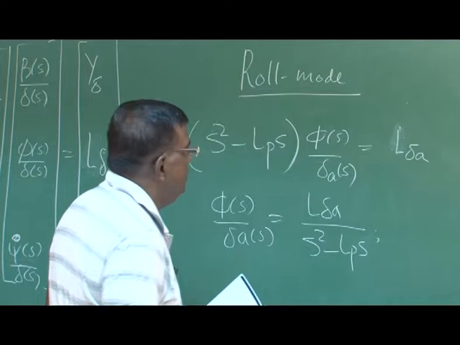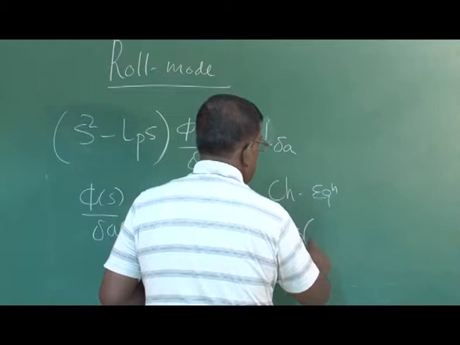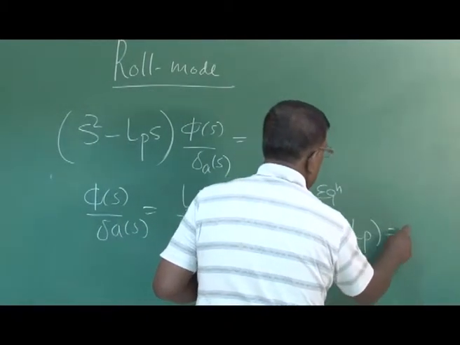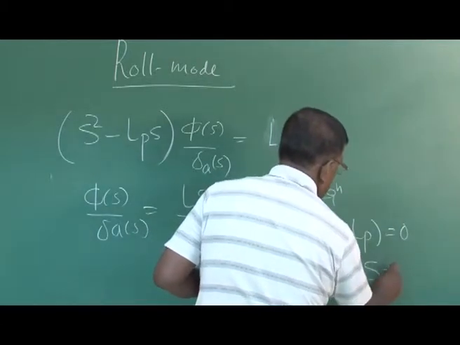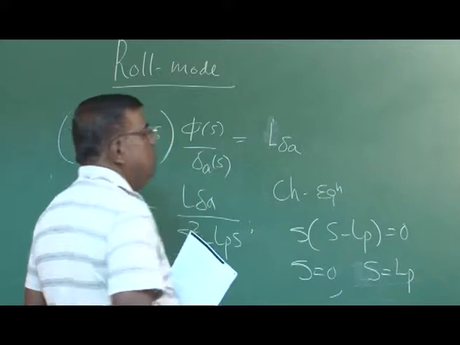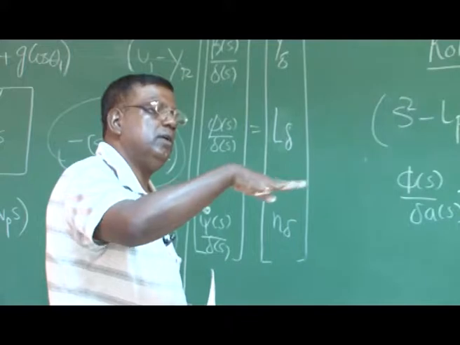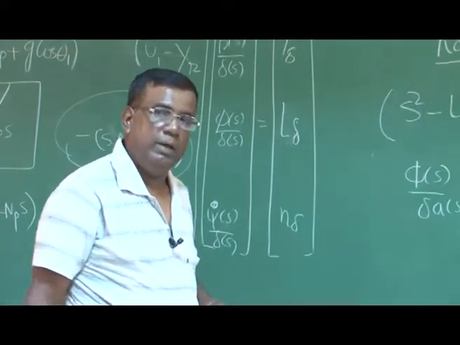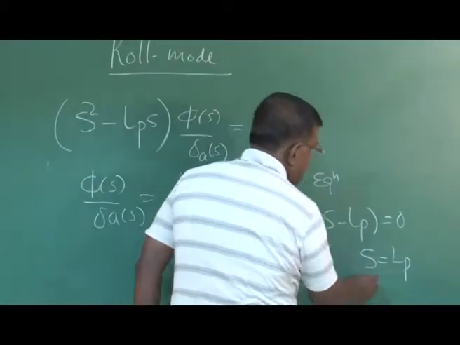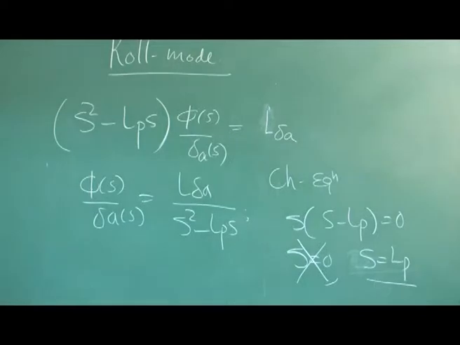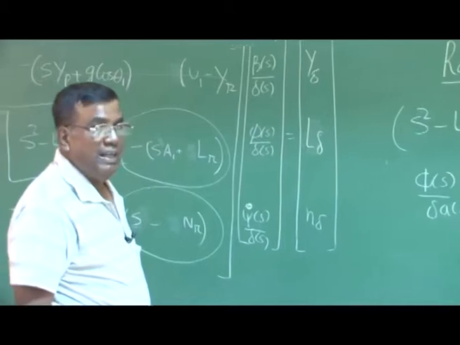So you are experts now. The characteristic equation is S into S minus LP equal to 0. So you have S equal to 0 and S equal to LP. S equal to 0 is neutral stability as far as phi is concerned. I told you again and again, whether the plane is at phi 0, phi 10, phi 30, aerodynamically they are neutrally stable, there is no change. Forgetting that, S equal to LP suggests that if LP is negative, it will have a first order response and it will be convergent.